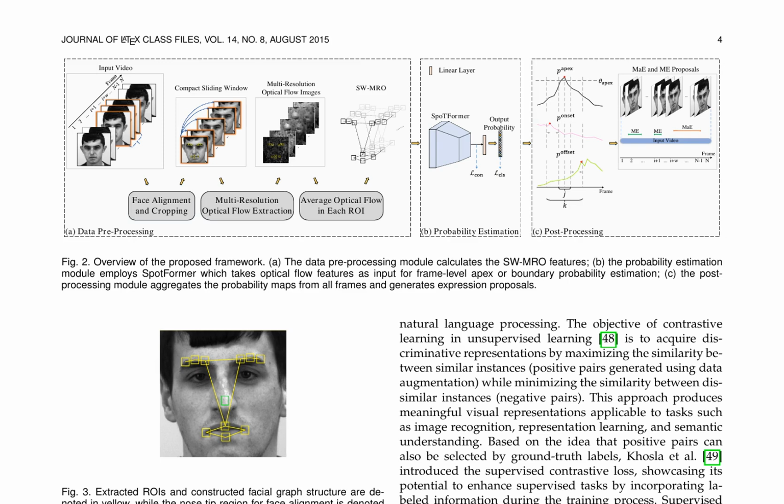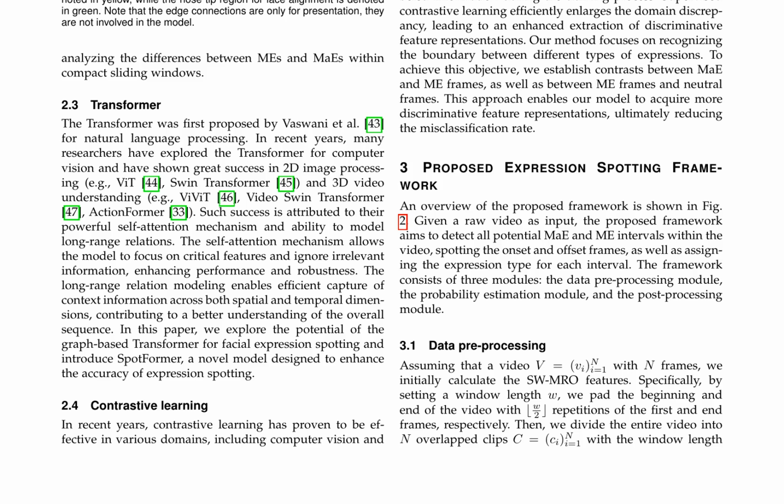Contrastive learning has proven to be effective in various domains, including computer vision and natural language processing. The authors propose a supervised contrastive learning approach to recognize the boundary between different types of expressions. By establishing contrasts between macro-expression and ME frames, as well as between ME frames and neutral frames, the model can acquire more discriminative feature representations, ultimately reducing the misclassification rate.